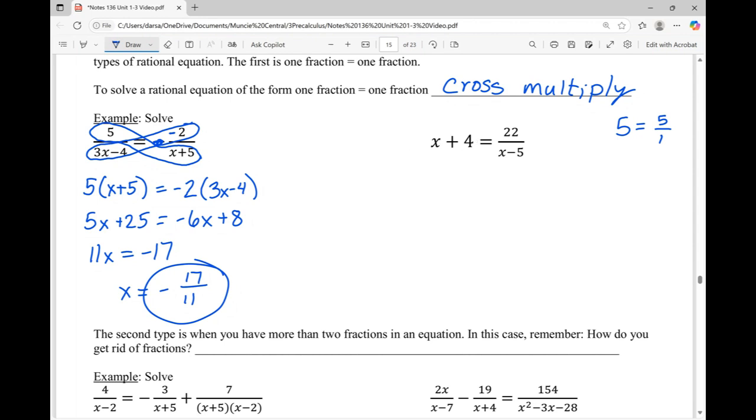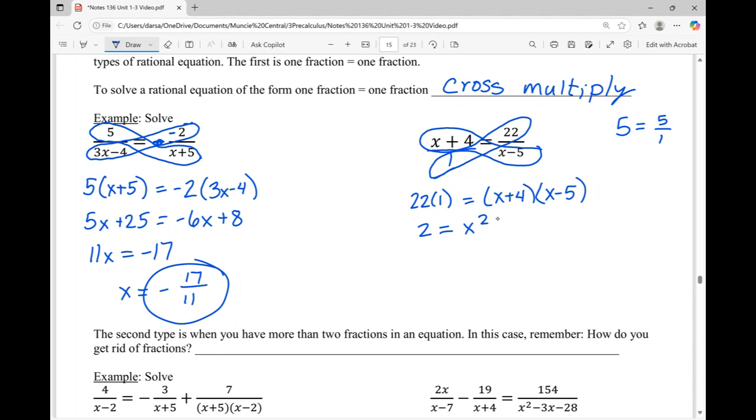So if I look at this x plus 4, it doesn't look like a fraction. But if I put a 1 under it, is it a fraction now? Absolutely. Now can I cross multiply? Absolutely. So we will multiply the diagonal that goes up to the right. So we'll have 22 times 1. And we'll multiply the diagonal that goes this direction, and that'll be on the other side of the equal sign. So x plus 4 times x minus 5. And from here, it is solving like we learned earlier in the year. So we're going to have to FOIL out or multiply the binomials on the right.